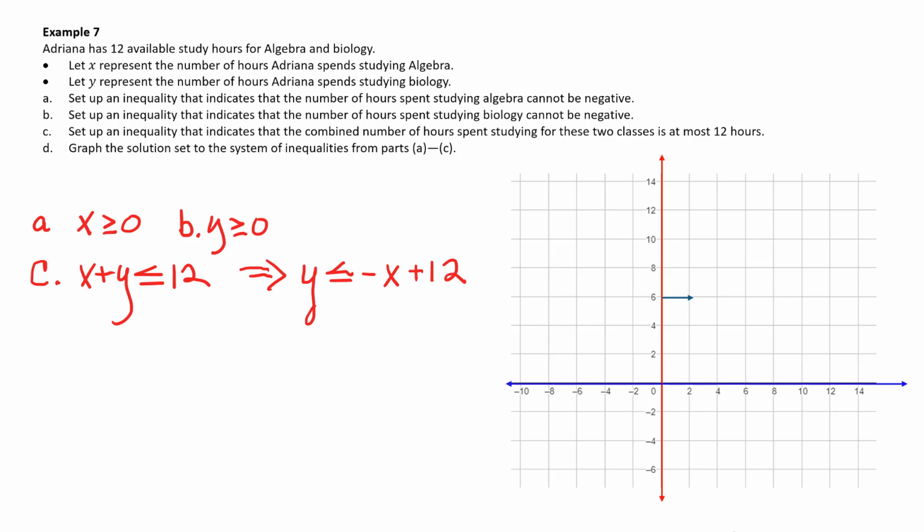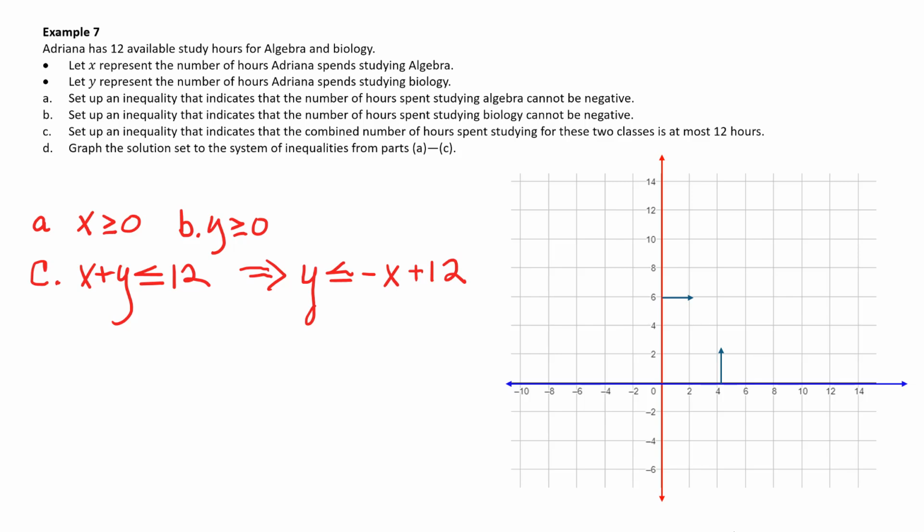And then you've got the x-axis for your y greater than or equal to 0 because that is the graph of y equals 0. And so since you want the hours studying biology to be greater than or equal to 0, that's going to be above the line that you're going to shade there.